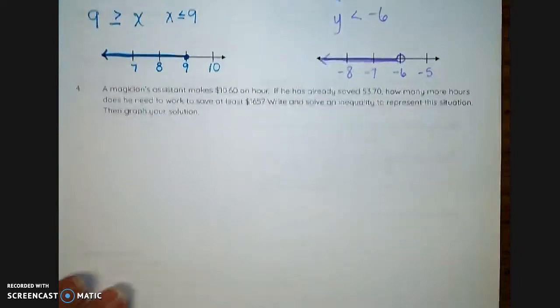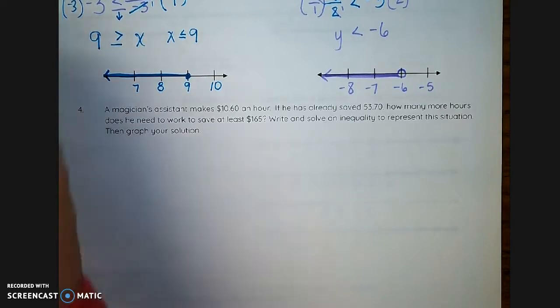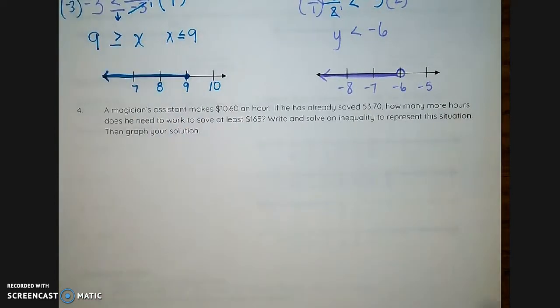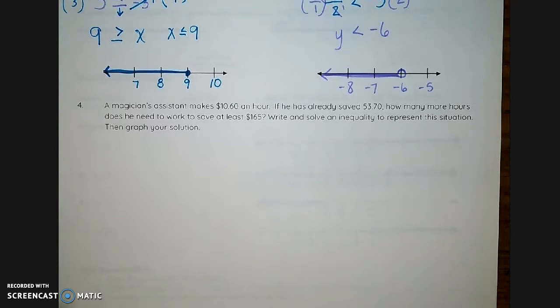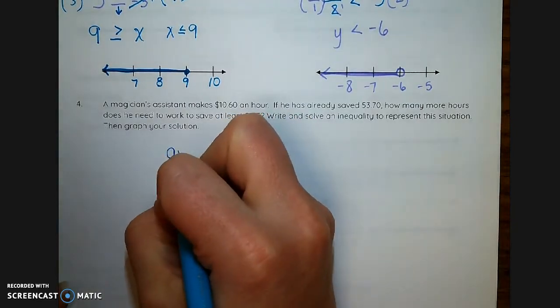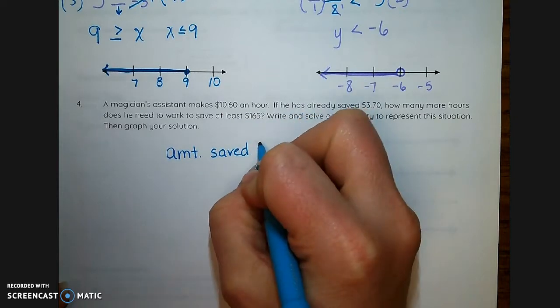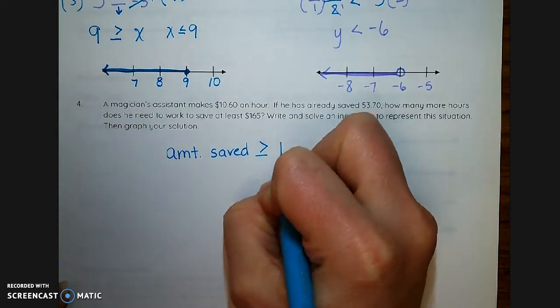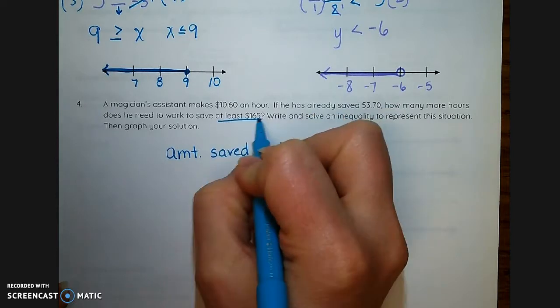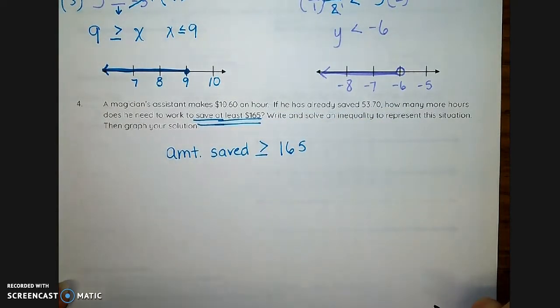Our last problem down here is a word problem. A magician's assistant makes $10.60 an hour. If he has already saved $53.70, how many more hours does he need to work to save at least $165? So the amount saved needs to be greater than or equal to 165, because I want to save at least $165.